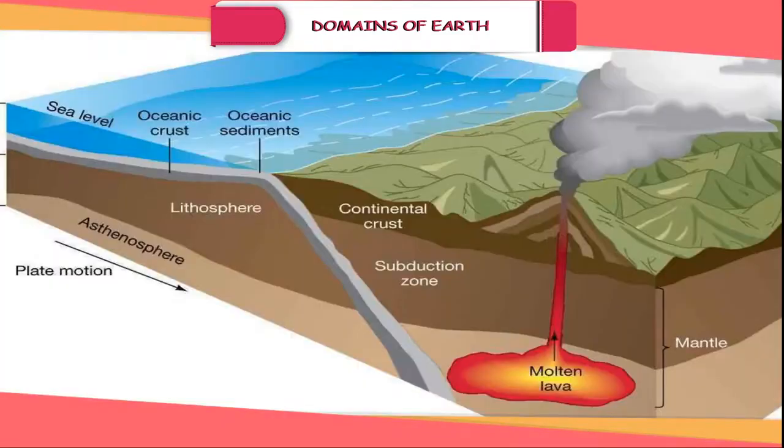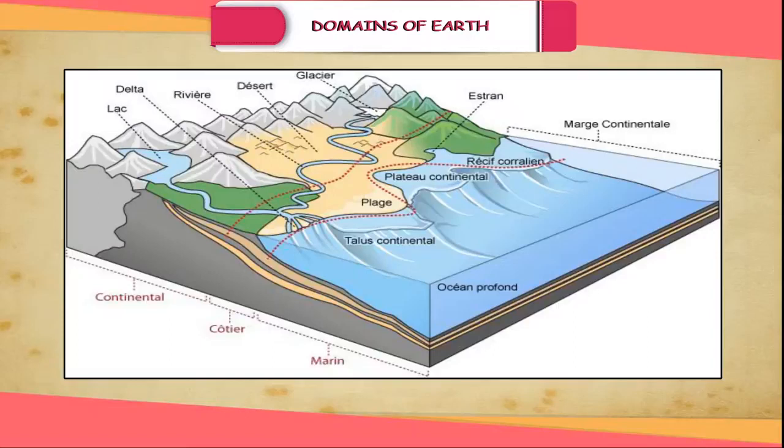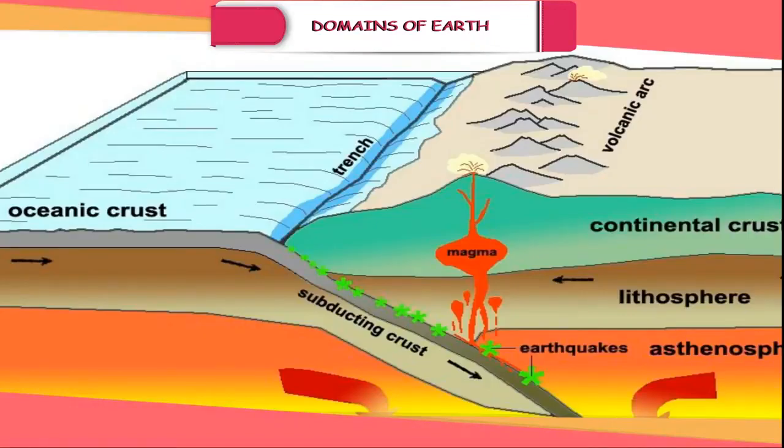Out of the total area of lithosphere, about 71% is covered with water. The remaining 29% is above the surface of water in the form of land masses. The level of water is called the sea level. The height or depth of any point on the lithosphere is measured with reference to this point.